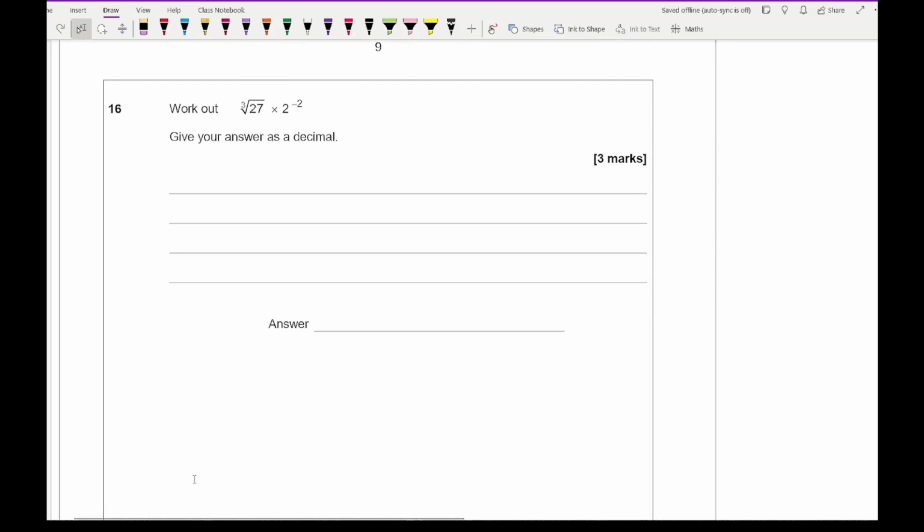Moving on to question 16, it says work out the cube root of 27 times 2 to the power of minus 2. So for this, if I work out this bit here, well, 27 is a cube number, so the cube root of 27 is 3, and 2 to the power of minus 2 is going to be the reciprocal of 2 squared. And so simplifying that, I get 3 times a quarter, which gives me a final answer of 3/4, and that as a decimal is 0.75.